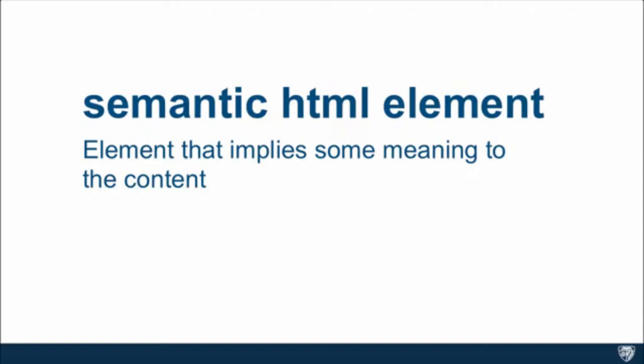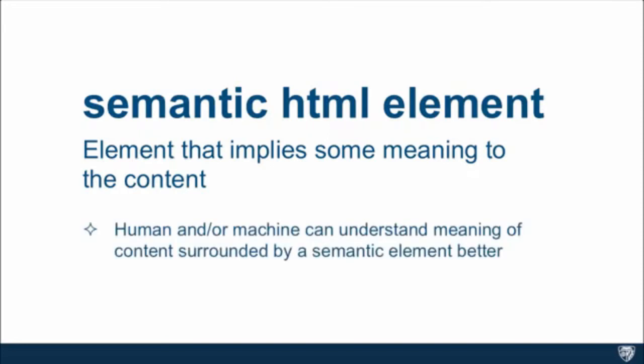It basically hints to you that meaning. Now, the reason that's important is because we humans and machines can understand the meaning of content surrounded by a semantic tag much better than if we just surround it with some tag that doesn't really tell us anything other than this is some sort of division within the document.